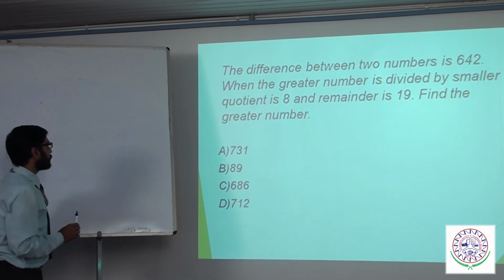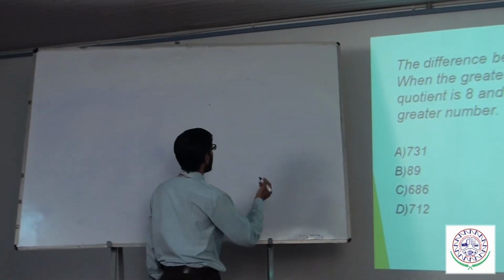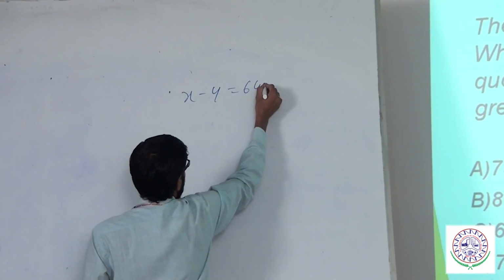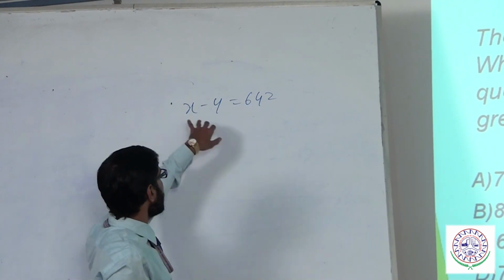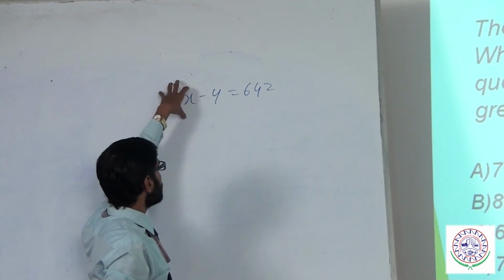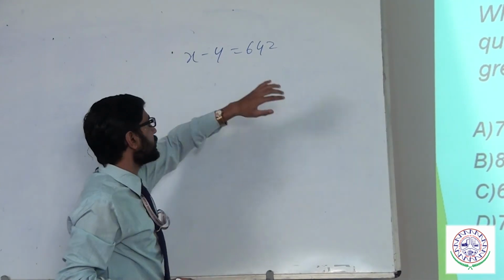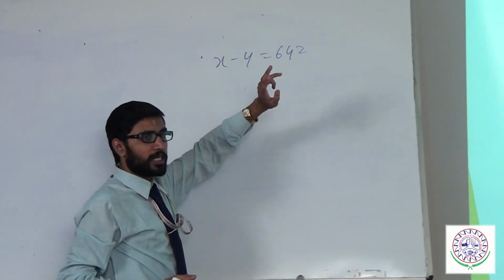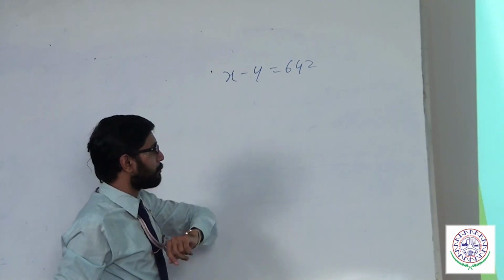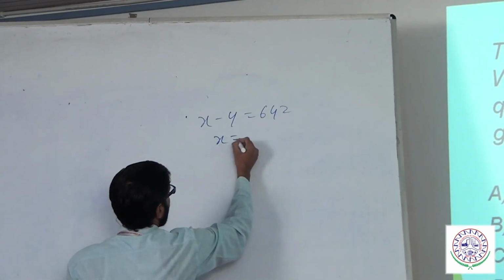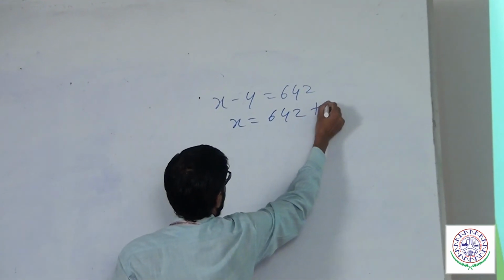Find the greater number. So the difference between two numbers, if I take x and y, x minus y is equal to 642. In this case, x will be always positive because we are getting the difference as a positive magnitude here. So x we can take as the greater number. So x minus y is 642, or you can write it as x is equal to 642 plus y.